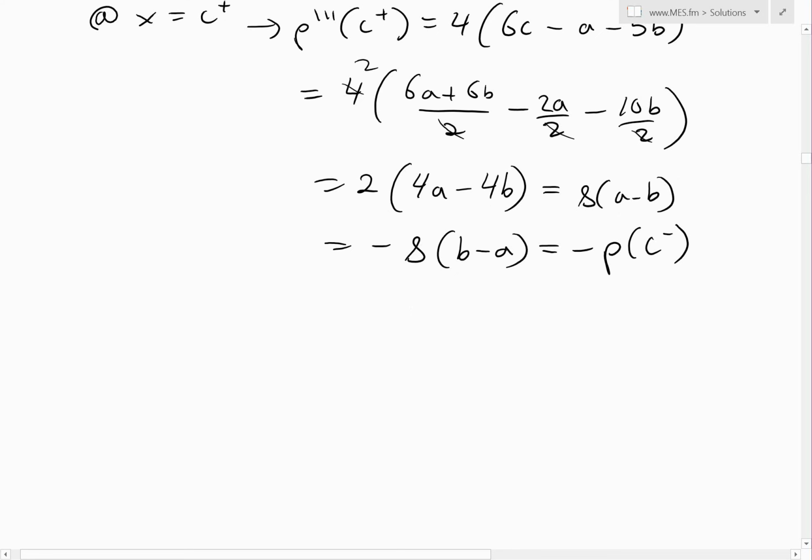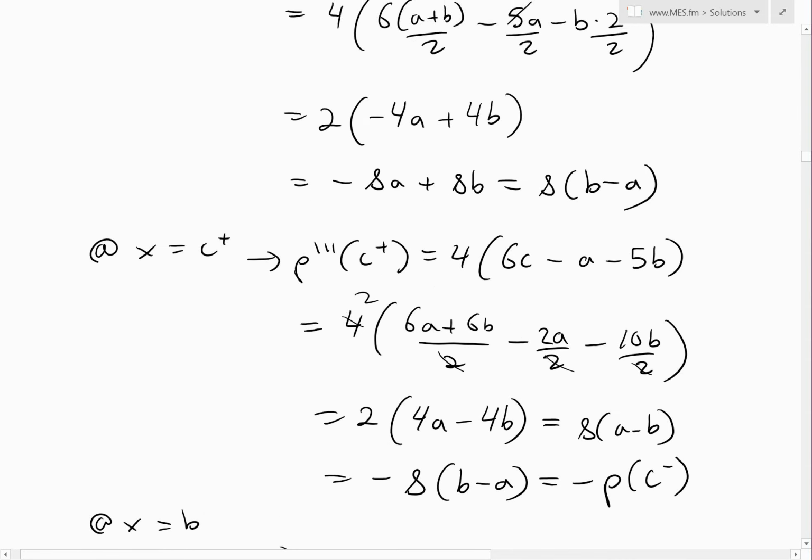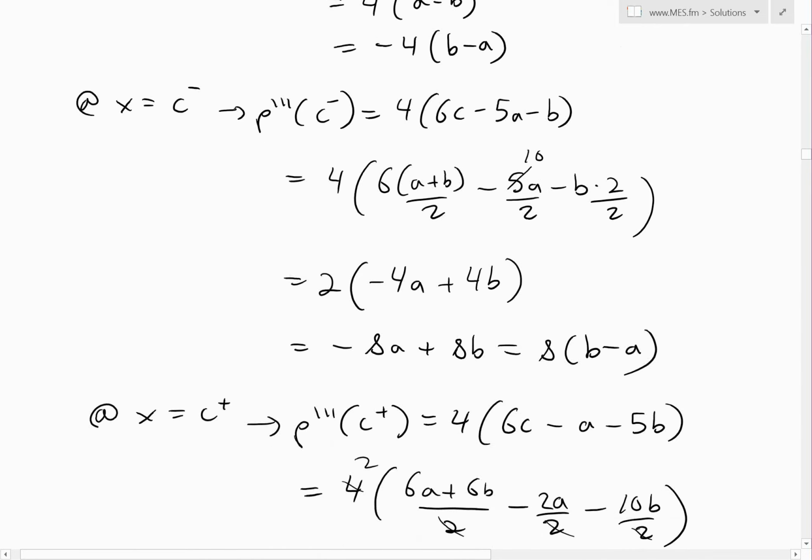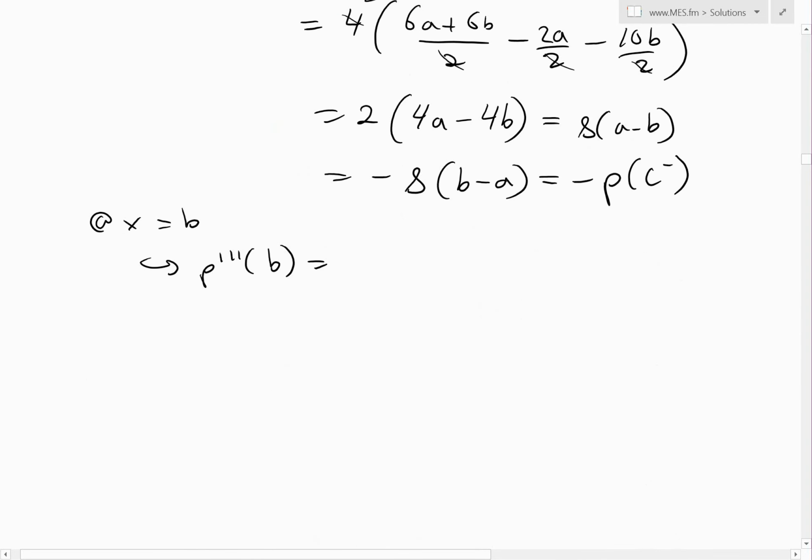And now the last one is at x equals b. We have p triple prime of b equals, scroll up, that's this one, 6x minus a minus 5b, this equals 4 times 6b minus a minus 5b, this equals 2 times, 6b minus 5b, that's just b, so this equals 4 times b minus a.